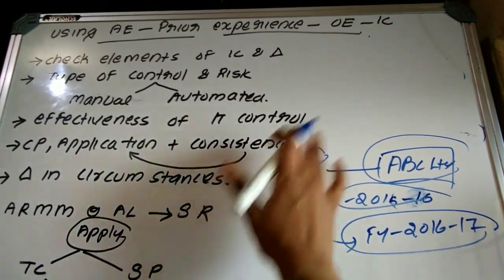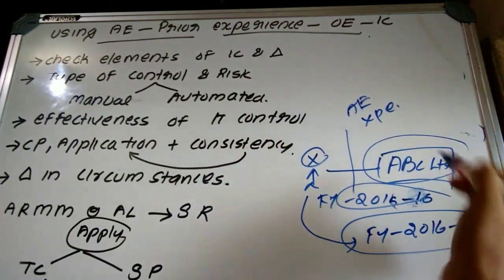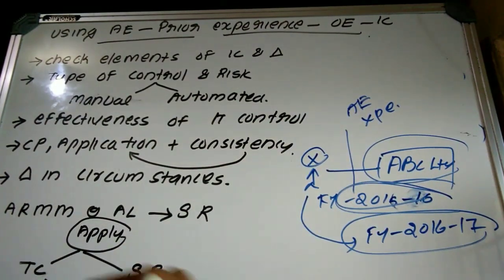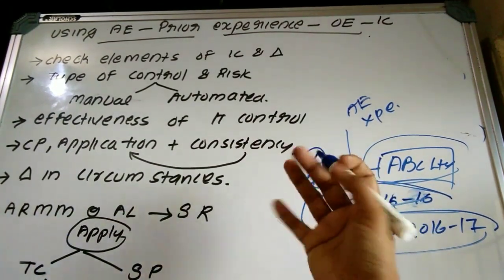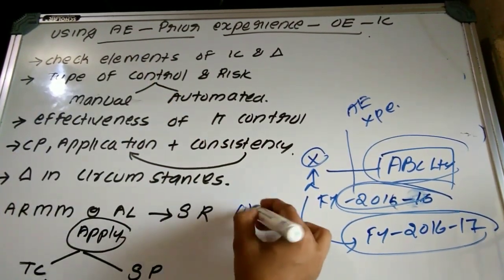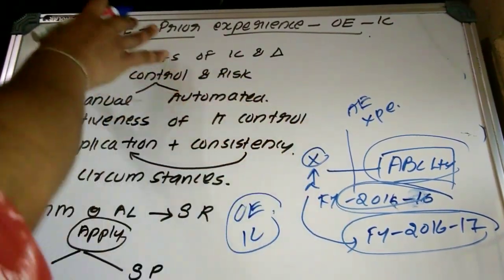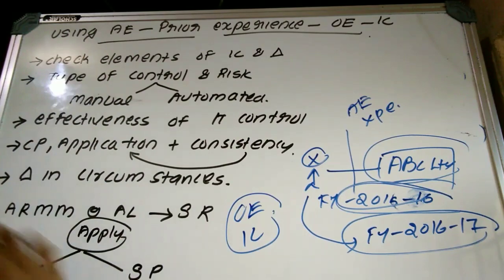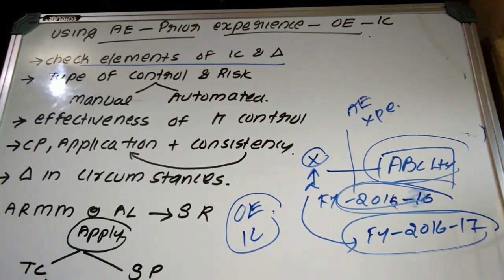So can he use the audit evidence or the experience that he has gained during the previous or prior period? It means, can he use his prior experience with the entity for determining the operational efficiency of the internal control? This is my question. So this depends upon certain factors. I have explained here what the factors are. First of all, check the elements of the internal control system and whether there exist any changes.